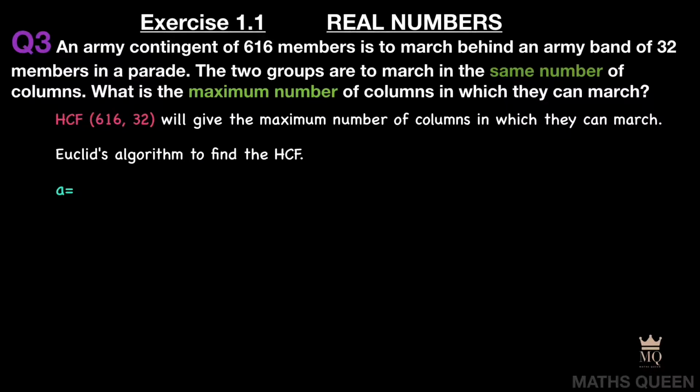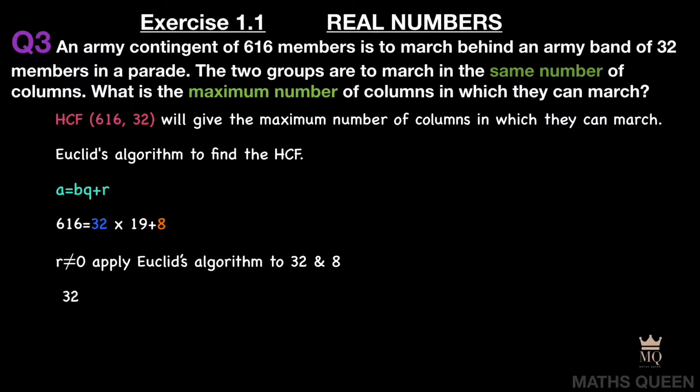Applying Euclid's division lemma to find the HCF, we have a = bq + r. 616 = 32 × 19 + 8. Here r is not equal to 0. Applying the algorithm to 32 and 8, we get 32 = 8 × 4 + 0. Here the remainder is 0. So the divisor 8 is the HCF of 616 and 32.